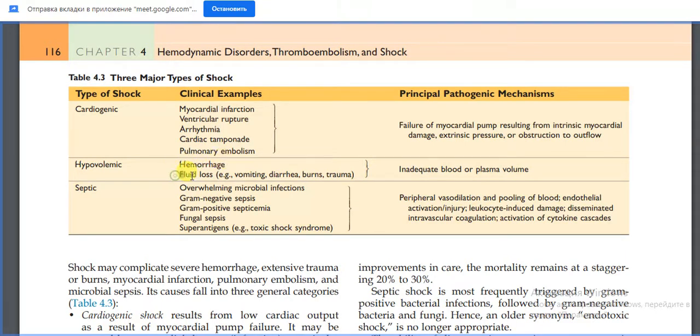Okay, and also fluid loss, not very common. It's caused by vomiting, diarrhea, burns, trauma, and usually accompanied with other symptoms, so you can't confuse it. Of course, in hypovolemic shock, you can help your patient. You can treat them with the injection of more liquid and injection of RBCs, RBC transfusion.